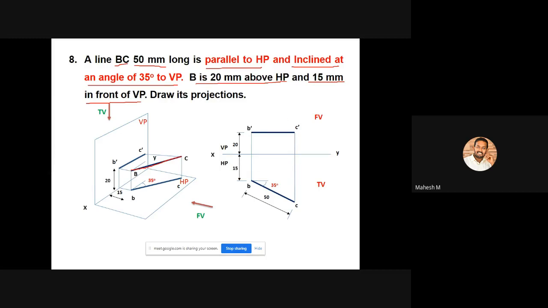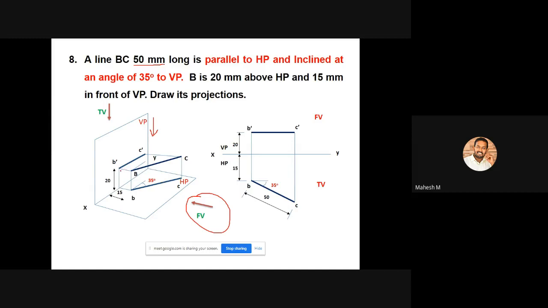Okay, so the B point is 20 mm above HP and 15 mm in front of VP. So you can pick a point that should be 20 mm above HP and 15 mm in front of VP. Okay, so now you can create the top view. Initially you have to create the top view first, because you can see the true length in the top view. This one is our top view direction, right? Looking from this direction, you will be getting the true length only in the top view. If we're looking from the front view direction, you can't see the true length.